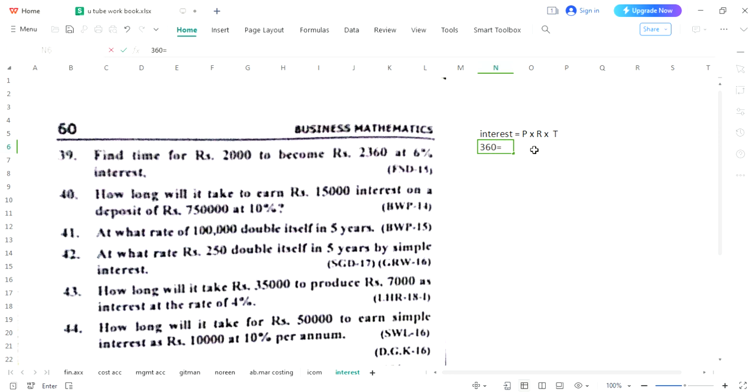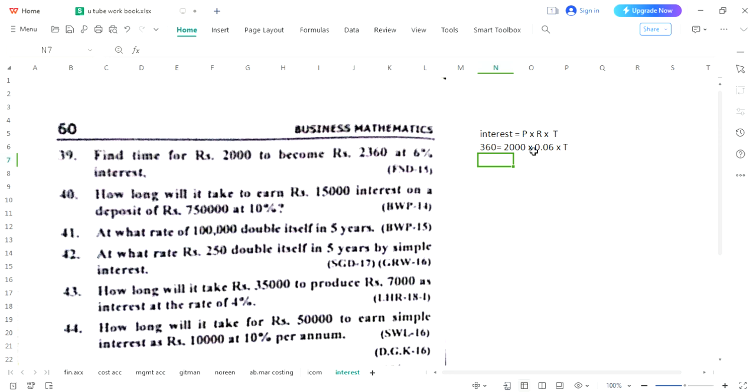Then you need to put the principal amount, which is 2000, mentioned over here. You need to multiply with the rate. Rate is 6%. 6 divided by 100, that means 0.06. Again multiply. Time is unknown. In this way your statement has been completed. Please note it down. We have these two items which can be multiplied. Now simple, we will calculate.